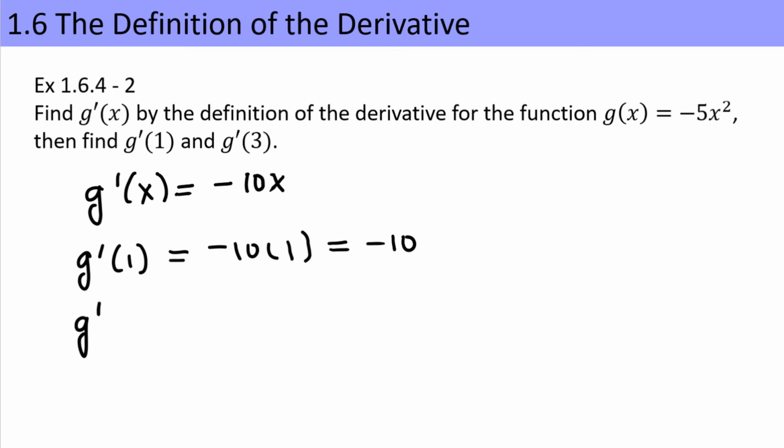The derivative at 3, that's the instantaneous rate of change of g of x equals negative 5x squared at x equals 3, would be negative 10 times x. Putting in 3 for the x, that'll give us negative 30.